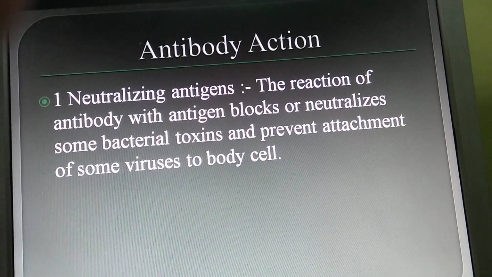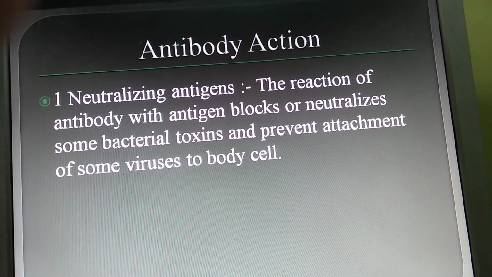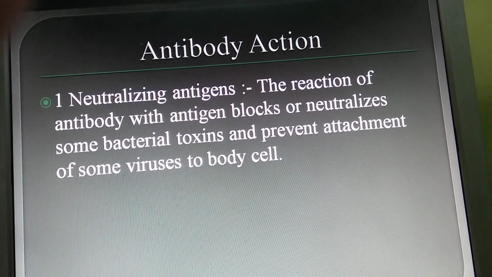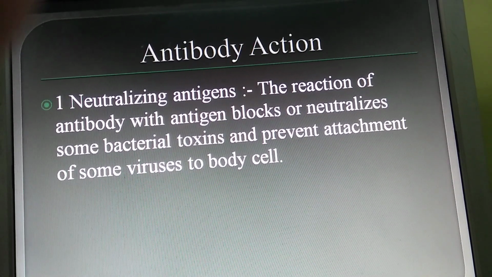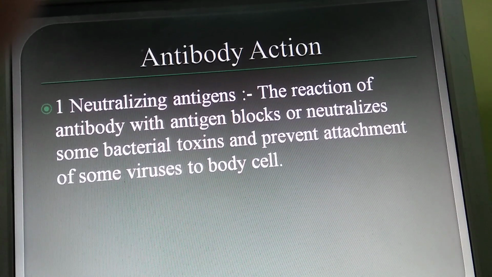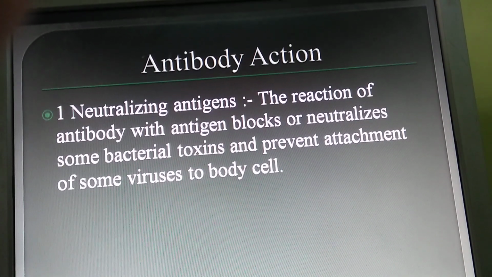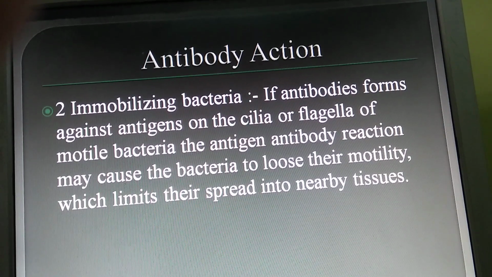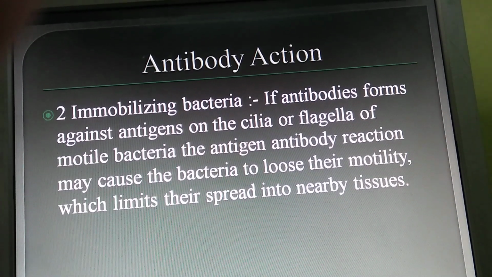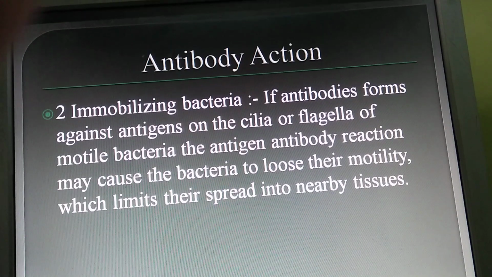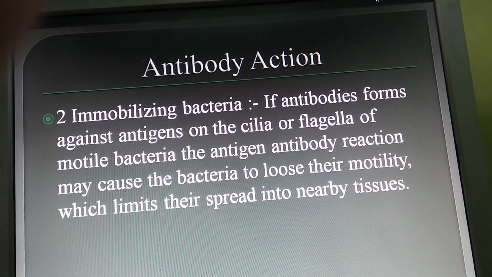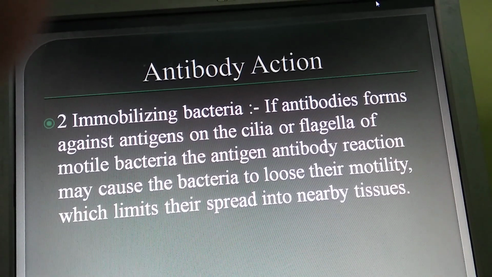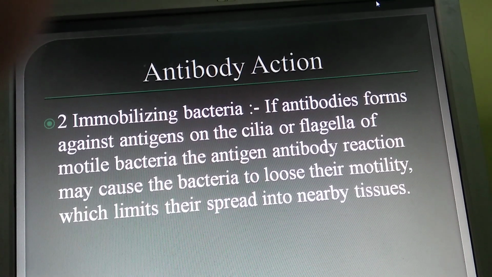Number 1 is neutralizing antigen. The reaction of antibody with antigen blocks or neutralizes some bacterial toxins and prevents attachment of some viruses to body cells. Immobilizing bacteria: if antibodies form against antigen on the cilia or flagella of motile bacteria, the antigen-antibody reaction may cause bacteria to lose their motility, which limits their spread into nearby tissues.